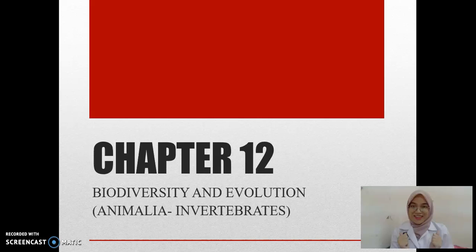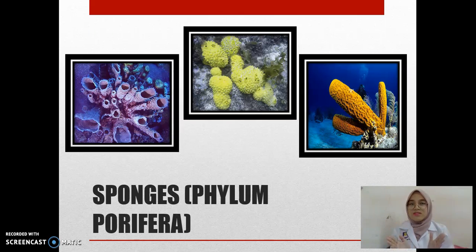So let's get started. The first one is sponge under phylum Porifera. Porifera means to have pores. Sponges are suspension feeders adapted for trapping and eating whatever food the water brings to them. Sponges are animals with no tissues, no organs, and no symmetry. Reproduction is by asexual or sexual method. Most live in tropical seas.